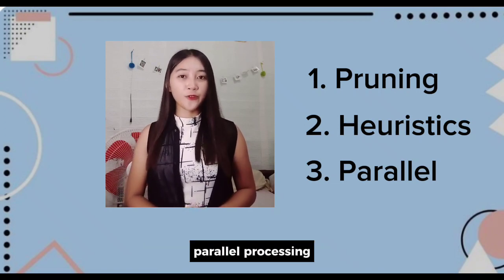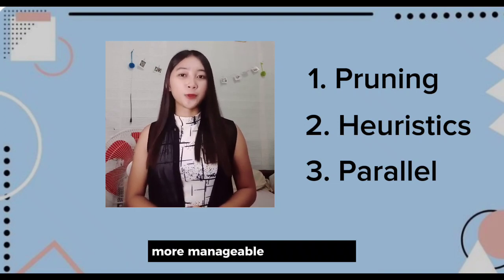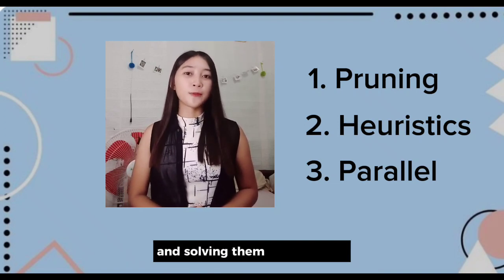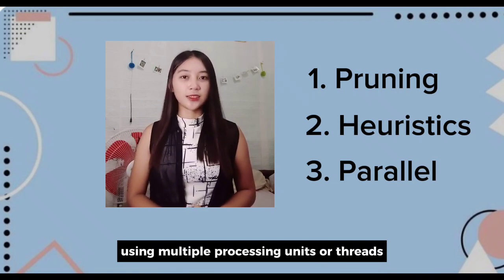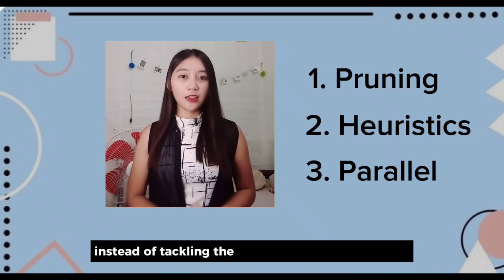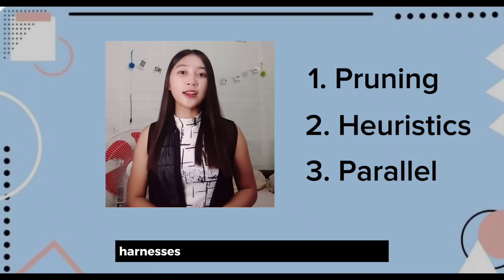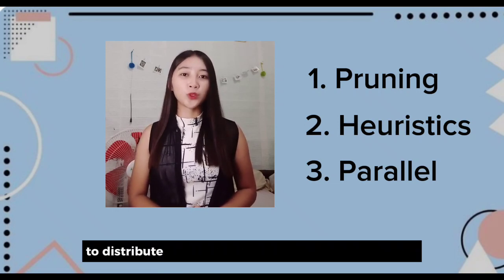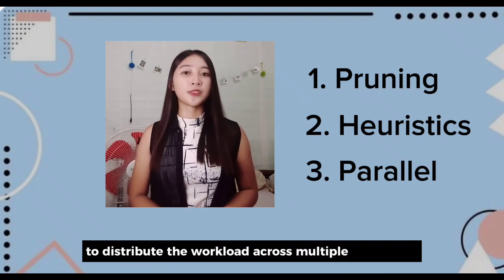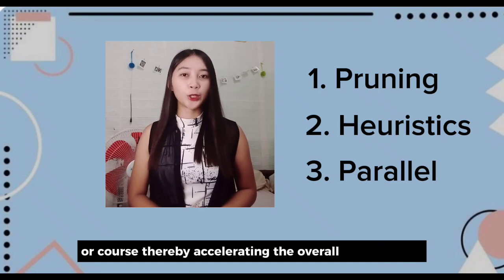Parallel processing involves dividing a problem into smaller, more manageable sub-problems and solving them concurrently using multiple processing units or threads. Instead of tackling the entire problem sequentially, parallel processing harnesses the power of parallel computing to distribute the workload across multiple processors or cores, thereby accelerating the overall computation.